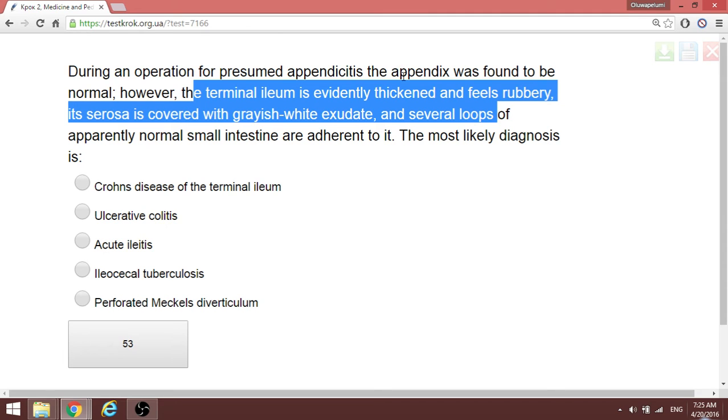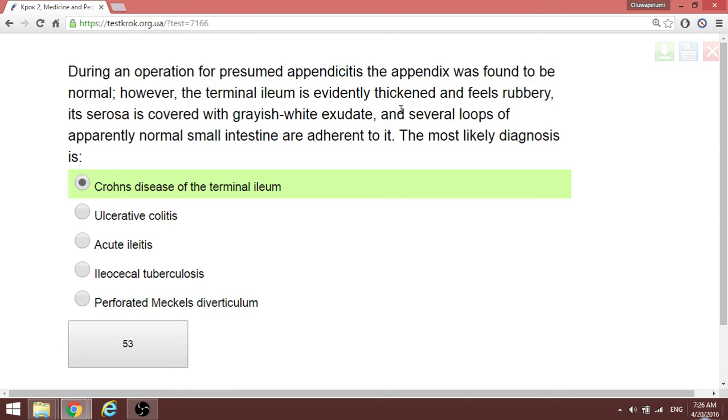So we are thinking right now about what can actually be affecting the terminal ileum. The most likely, according to this description, is Crohn's disease of the terminal ileum. Crohn's disease of the terminal ileum. They said several loops of apparently normal small bowel are adherent to it, which will help a little bit to differentiate from others.